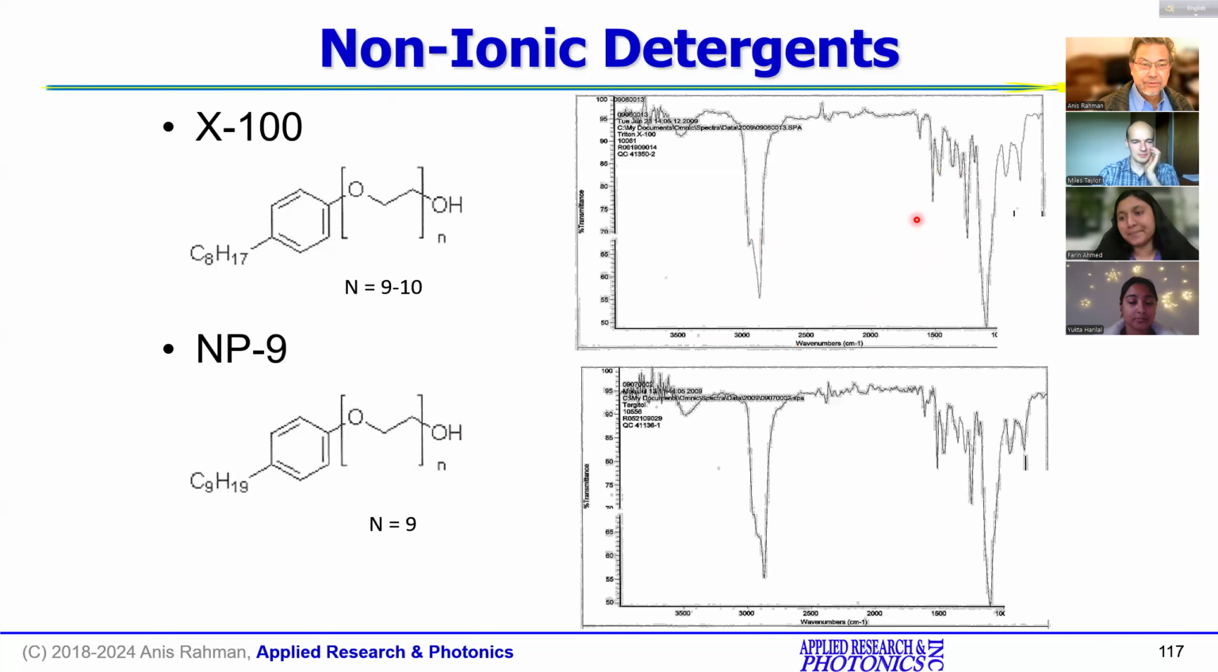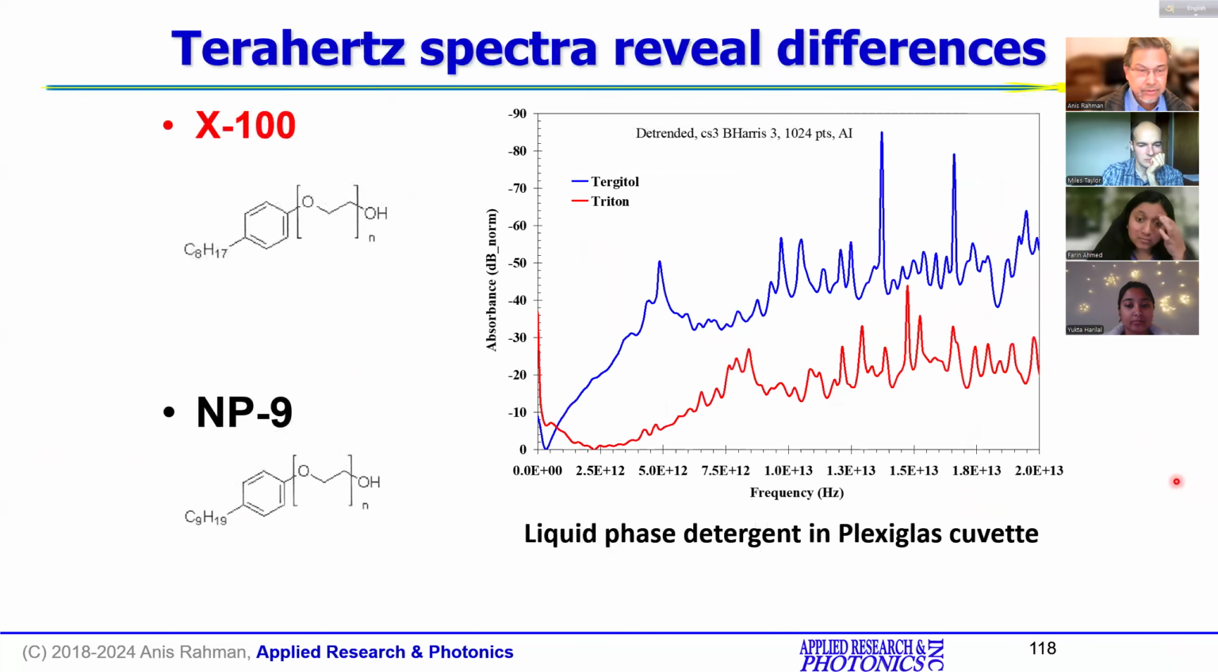So the point here is that this one has 9 to 10 carbons, and this one has 9 carbons. So this is C9H19 and C8H17. These two molecules are very close. And because they're so close, IR is not discerning. You get the same basic peaks between those two molecules. So then how do we know which one is which? And that's where we worked with them.